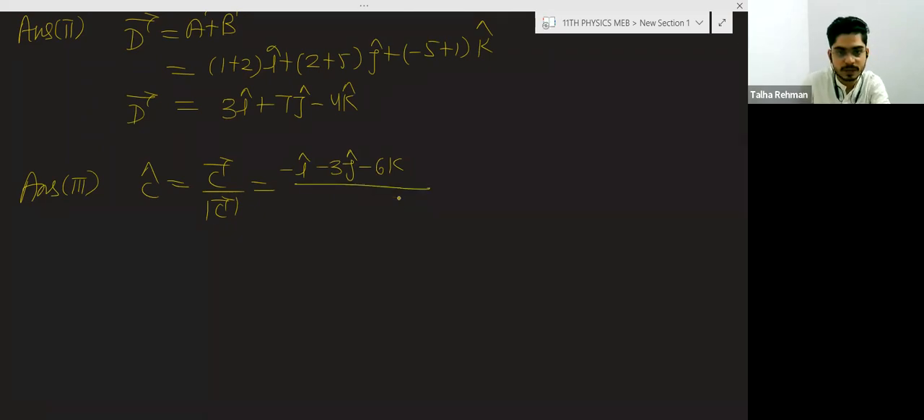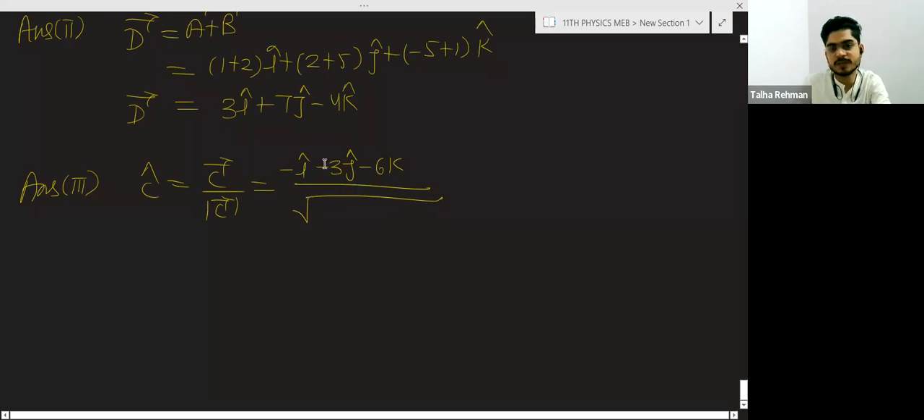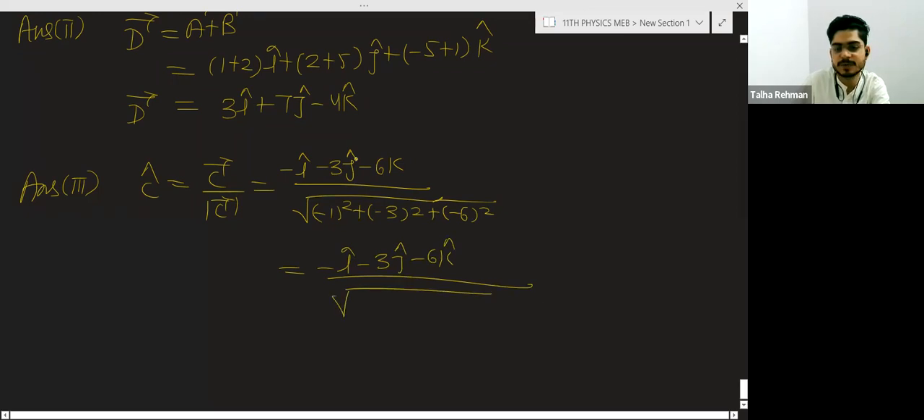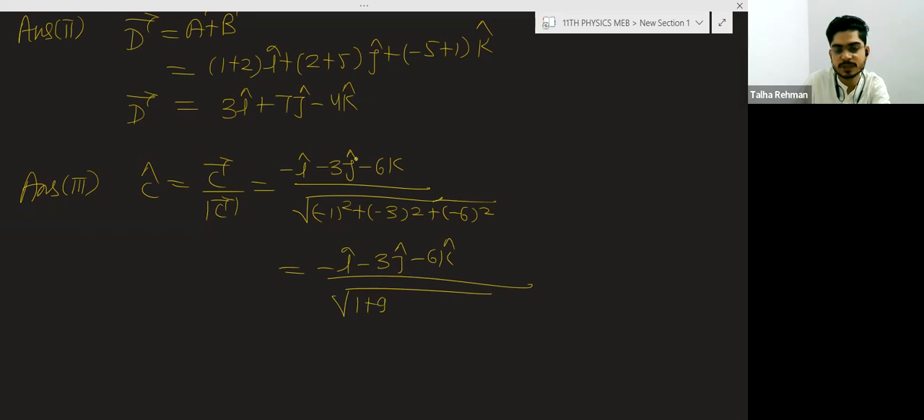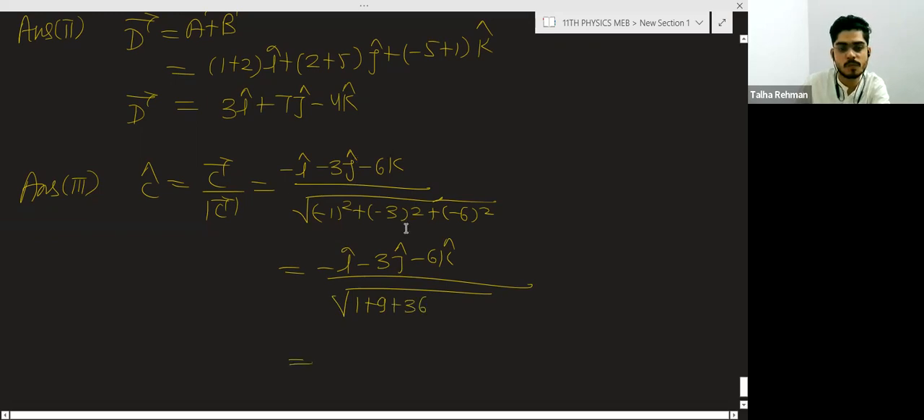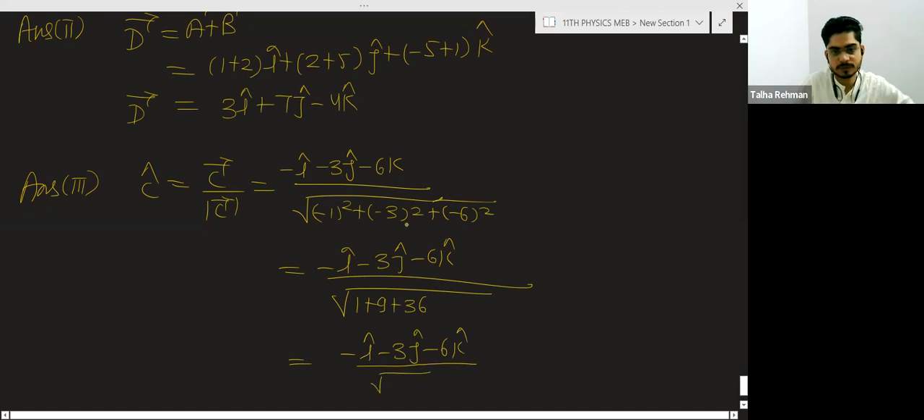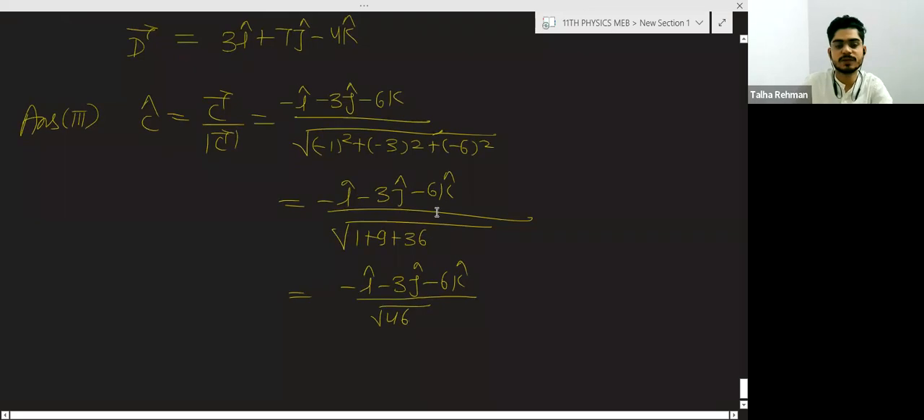How we will calculate? The magnitude is calculated like you will take the square of each of these and add all of these. Means minus 1 square plus minus 3 square plus minus 6 square. So accordingly you can calculate, this will become minus I cap minus 3 of j cap minus 6 of k cap, divided by, under root we will have 1 square means 1, 3 square means 9, 6 square means 36. So this will become 46. So minus I cap minus 3 of j cap minus 6 of k cap, under root of 46.